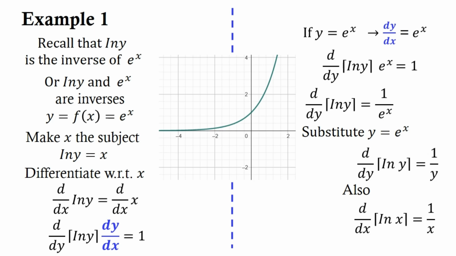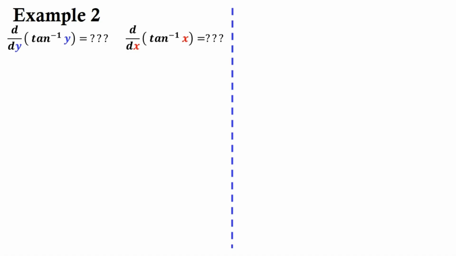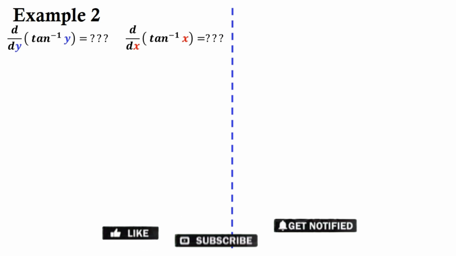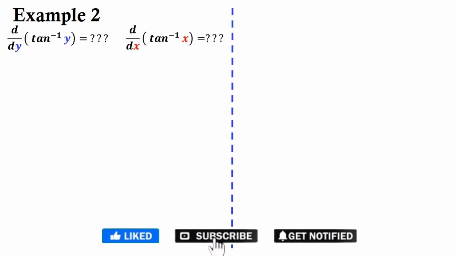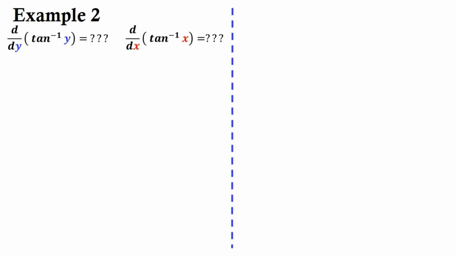So let's proceed to the second example. Example 2. So this time around now, let's take our time to differentiate tan inverse of y. But the point is this: what is d/dy of tan inverse of y? What would it give us? Let's look at the second one, d/dx of tan inverse of x. What is it going to give us?